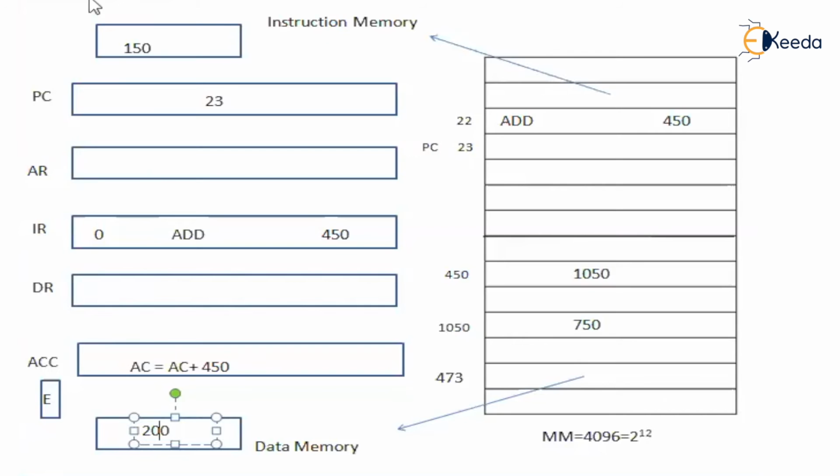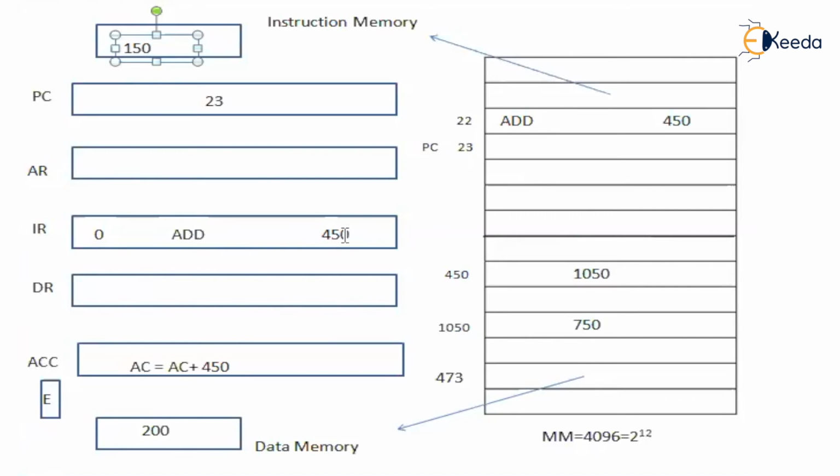200. This is the base register. This is the index register. I did not name it. This is the base register, this is the index register. Let us understand.